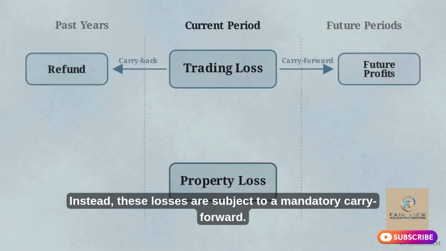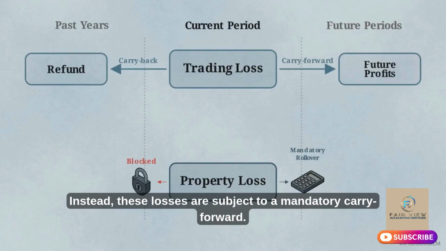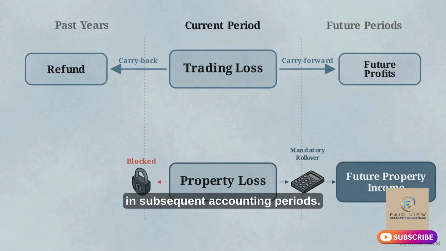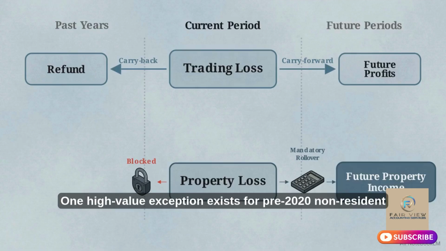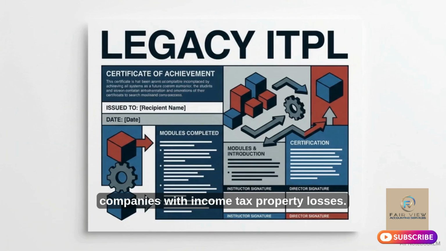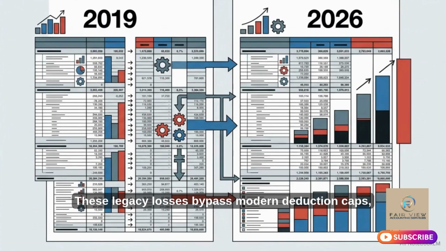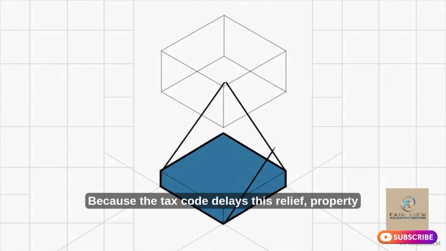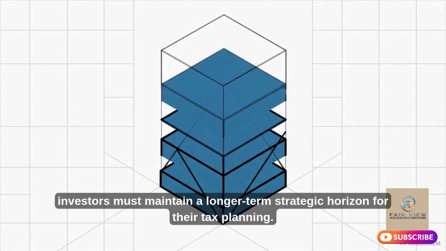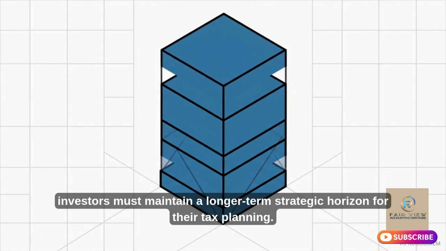Instead, these losses are subject to a mandatory carry forward. They roll over to offset only the property income generated in subsequent accounting periods. One high-value exception exists for pre-2020 non-resident companies with income tax property losses. These legacy losses bypass modern deduction caps, providing a valuable offset against future profits. Because the tax code delays this relief, property investors must maintain a longer-term strategic horizon for their tax planning.